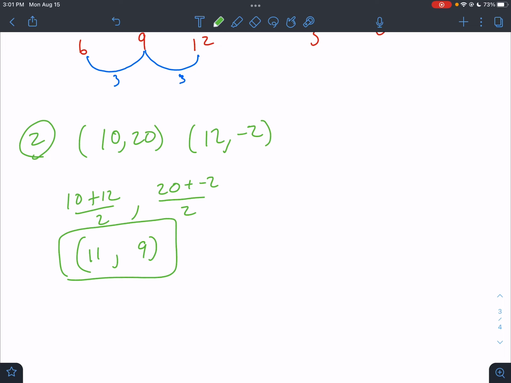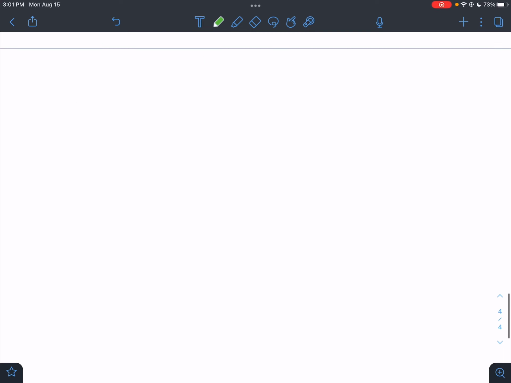You can kind of test it, like how far is the number 11 to 10? 1. How far is it to 12? 1. It should be the same distance from both of those ends. So we call these endpoints, and this is called the midpoint. That's important because I'm going to ask you some different questions. So what if I told you that I have an endpoint of 6, 3 and a midpoint of 4, -9?